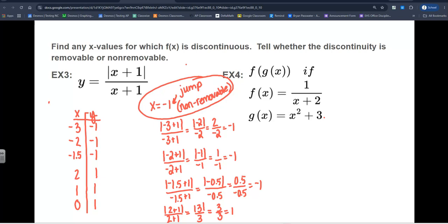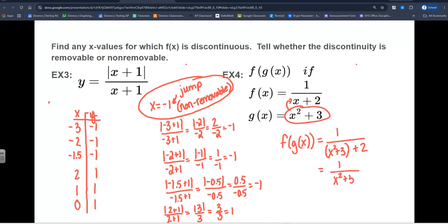So if I have f of g of x, then f of g of x means that I should take g and I should plug it into f. So that will be 1 over x squared plus 3 plus 2. And if I simplify that, I've got 1 over x squared plus 5. Okay, does this have a discontinuity?